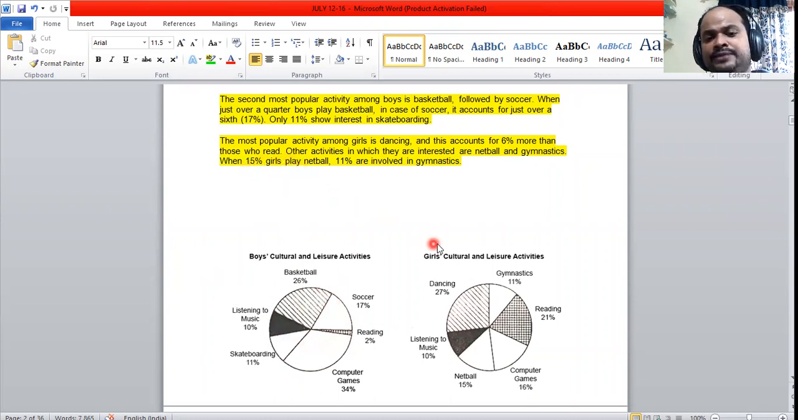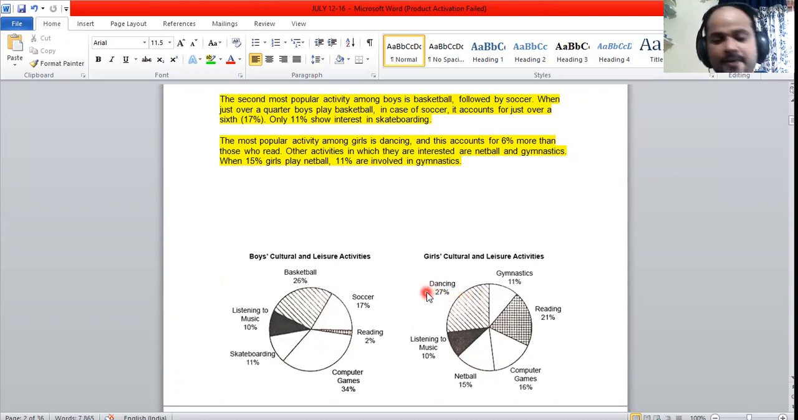The most popular activity among girls is dancing. This is the most popular, and it accounts for 6% more than those who read. So reading is 21%, plus 6%, 27% here. Other activities they are interested in are netball and gymnastics. 15% of girls play netball, and 11% are involved in gymnastics. So the matter is closed.